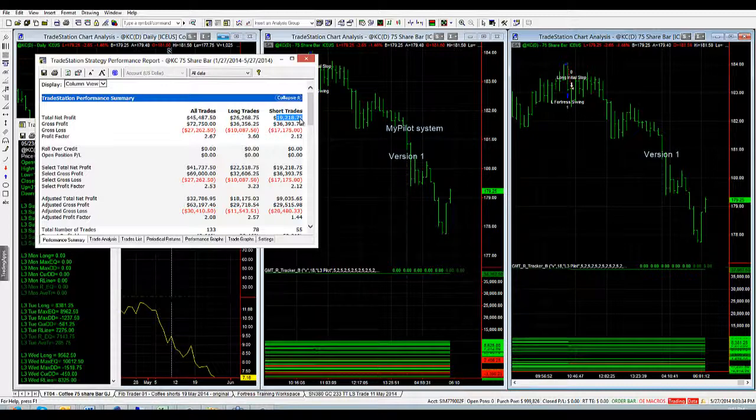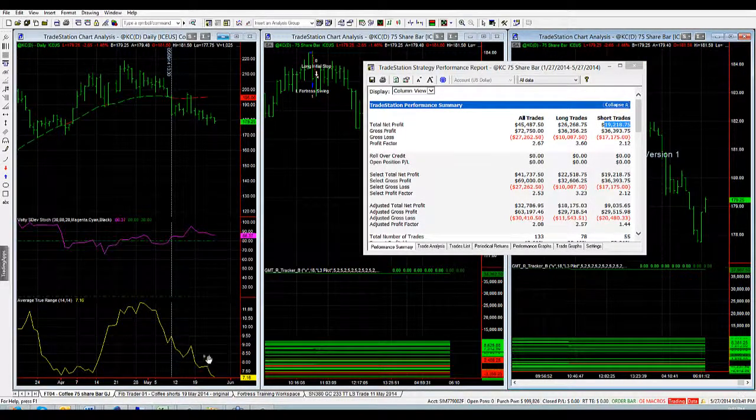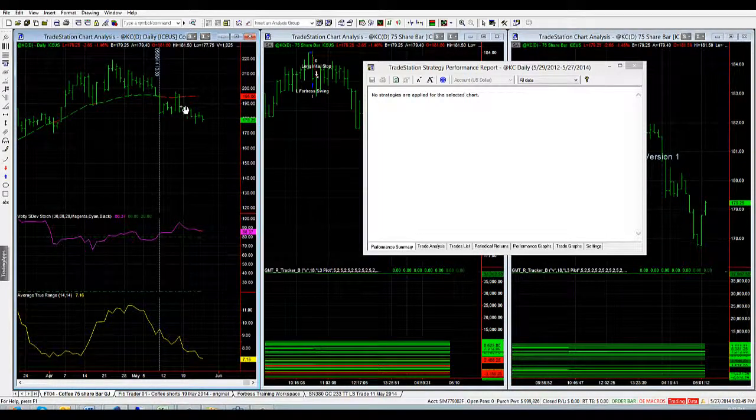For example, if we look at coffee at the moment, we've got a situation where the ATR is dropping off because we've had a couple of fairly ordinary days on coffee as far as range. Part of that may be Memorial Day, the lead up to Memorial Day. We also know that the volatility is still very high on this market.